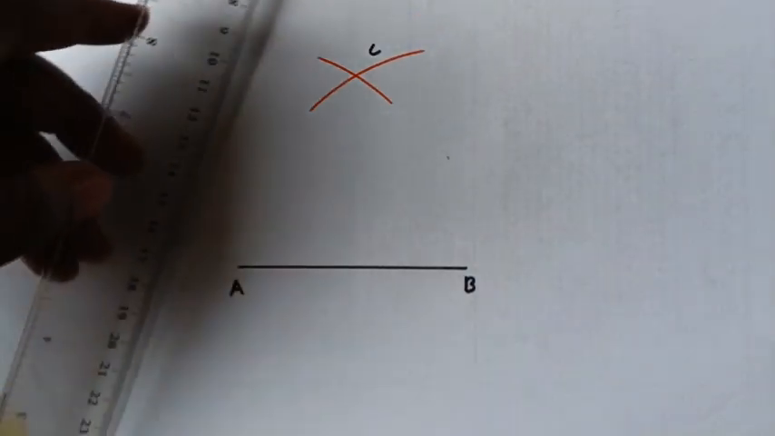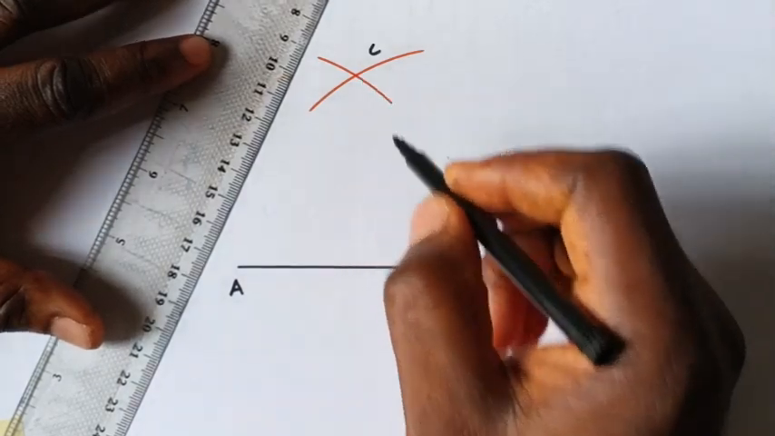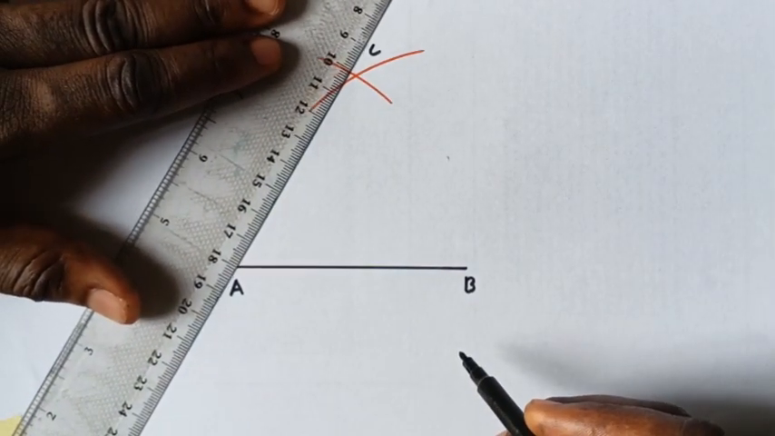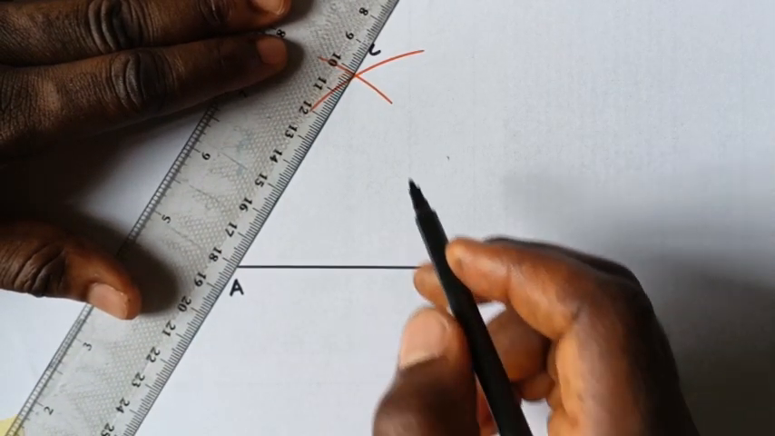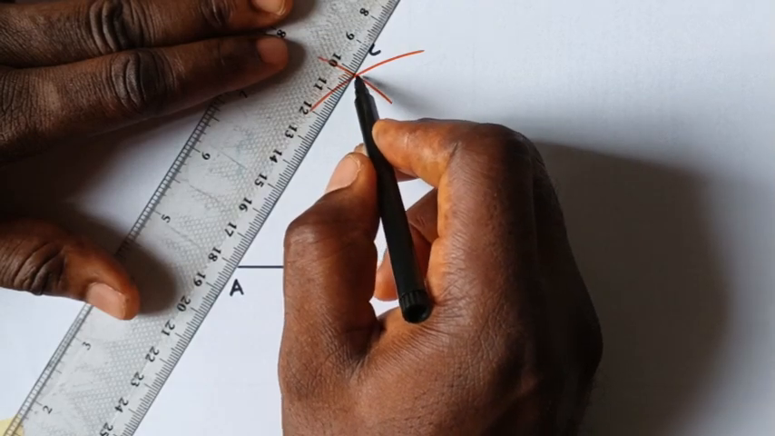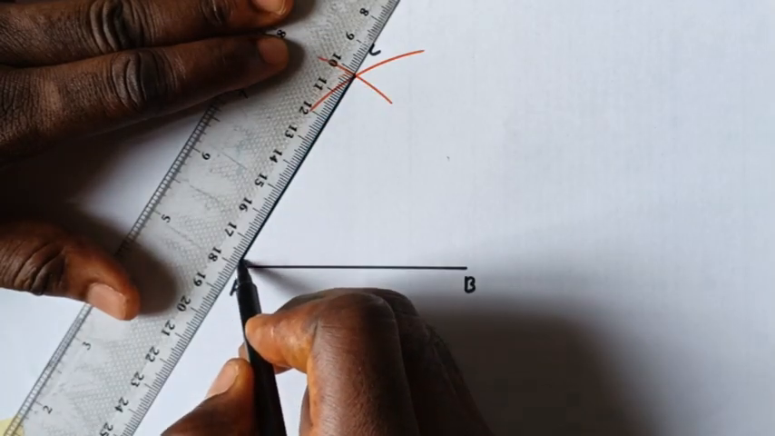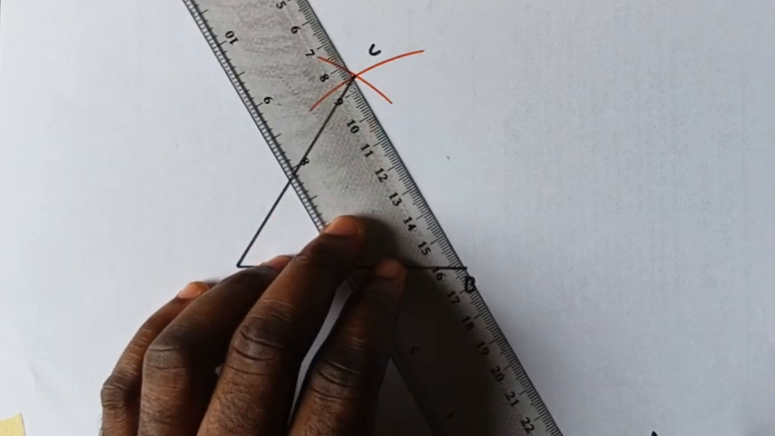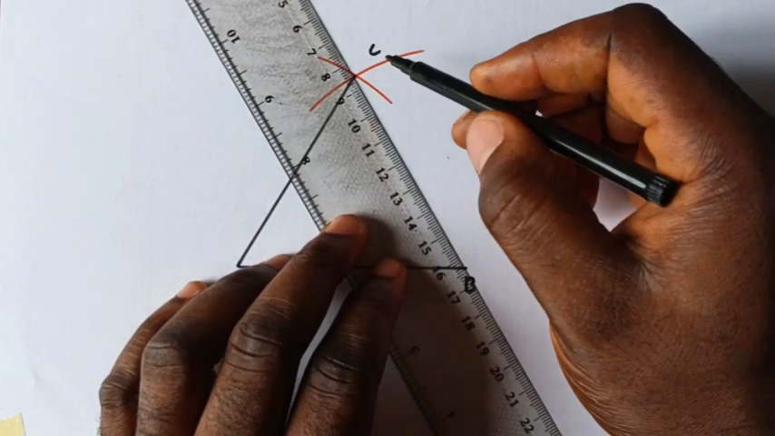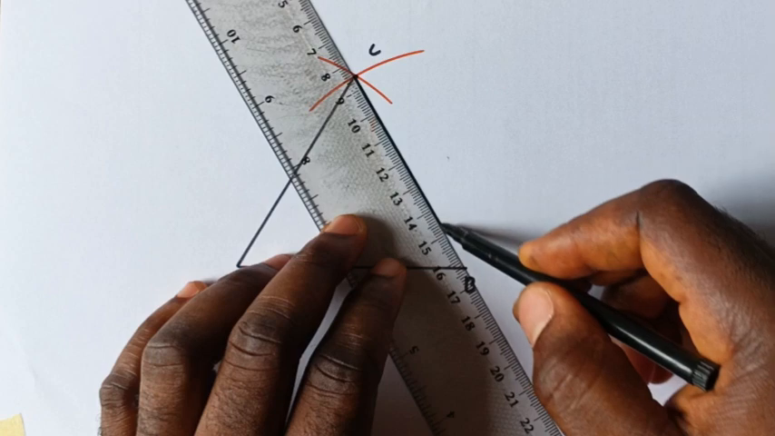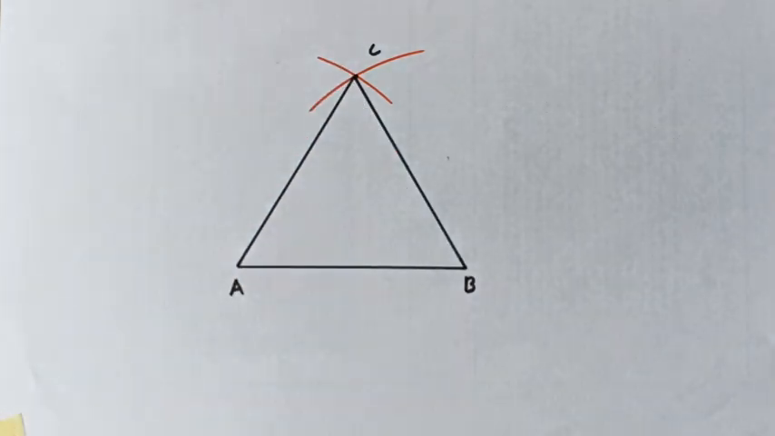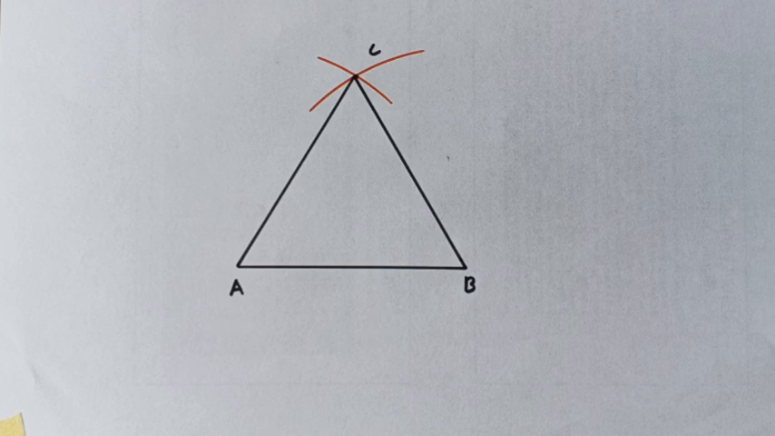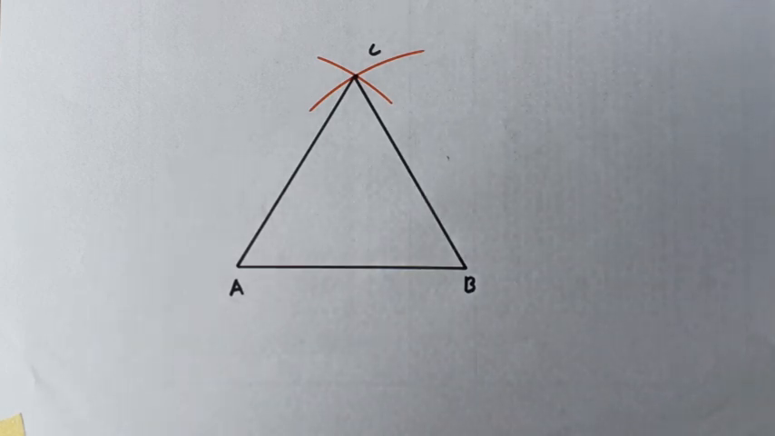So to construct this triangle, you now link these points to where the lines intersect. So this is our first step. Now the second step is to locate the center of this triangle.